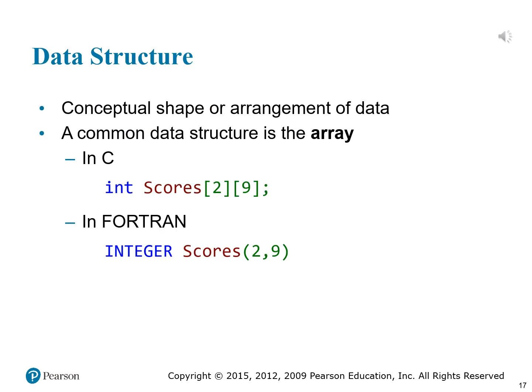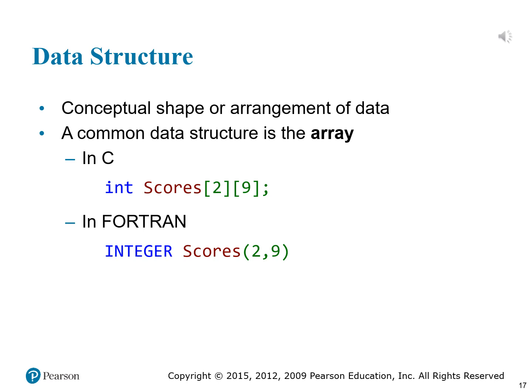In addition to data type, variables in a program are often associated with a data structure, which is the conceptual shape or arrangement of data. For example, text is normally viewed as a long string of characters, whereas sales records might be envisioned as a rectangular table of numeric values, where each row represents the sales made by a particular employee and each column represents the sales made on a particular day.